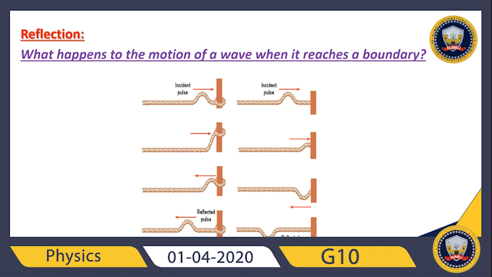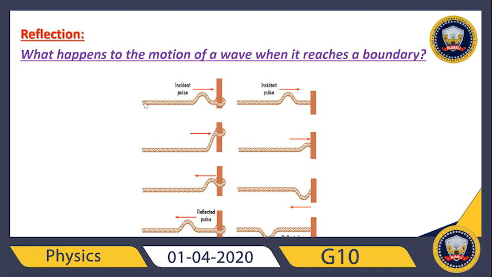For example, here is a rope. Let's start from the left side. Here is a rope, and you are going to make a pulse towards the right side, an incident pulse towards the right side, but be careful. Here this ring on the rope is not fixed, it's free. The boundary here is free. Free means that it's not fixed, so that's why it can move up and down by pushing the wall.